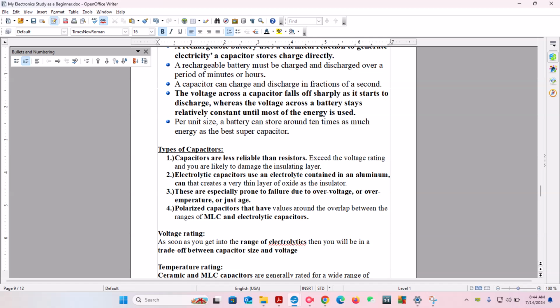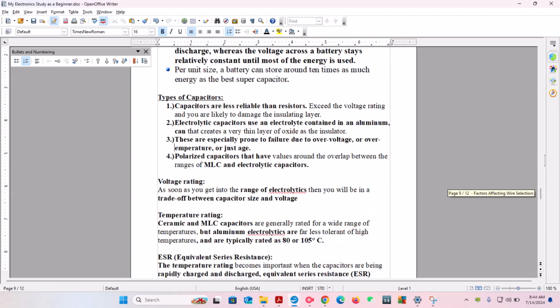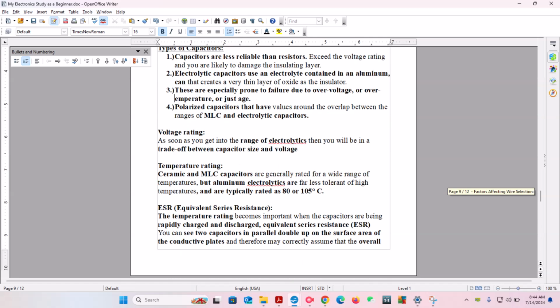Now, the fourth one is polarized capacitors, which can have values in the overlap between the ranges of MLC and electrolytic capacitors. Now, in terms of voltage rating, you should remember that as soon as you get into the range of electrolytics, you'll be in a trade-off between capacitor size and voltage.